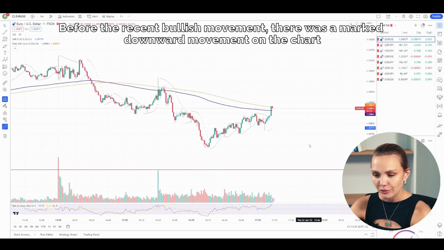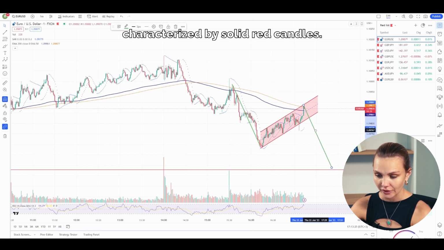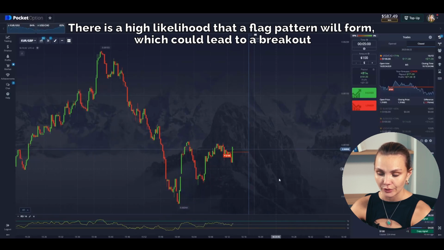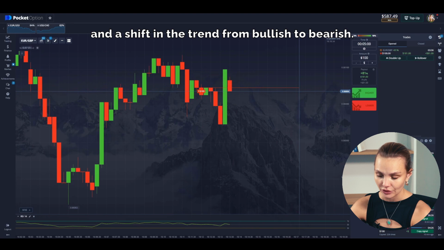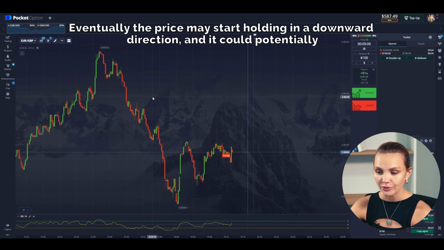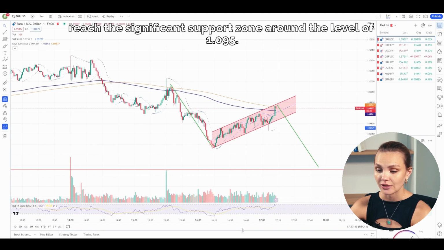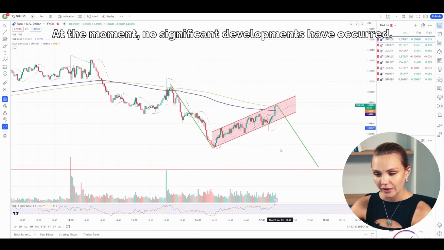Before the recent bullish movement, there was a marked downward movement on the chart characterized by solid red candles. There's a high likelihood that a flag pattern will form, which could lead to a breakout and a shift in the trend from bullish to bearish. Eventually, the price may start holding in a downward direction, and it could potentially reach the significant support zone around the level of 1.095. At the moment, no significant developments have occurred.